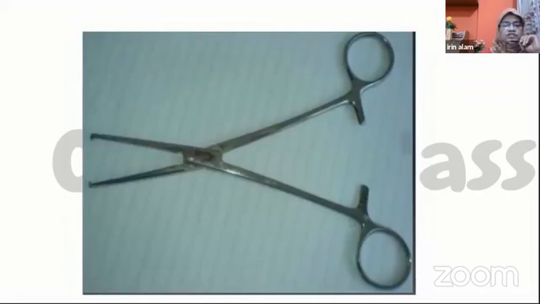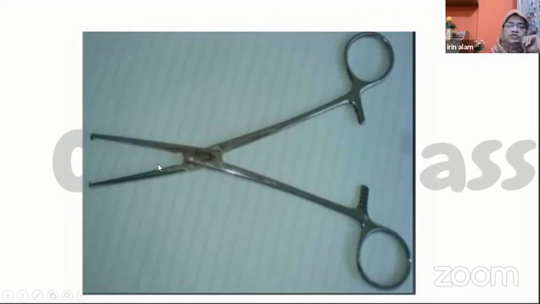This is the Kocher's forceps, which is used in obstetrics. It is used to hold the umbilical cord, to clamp the umbilical cord after delivery. It is also used for artificial rupture of membrane for induction of labor.